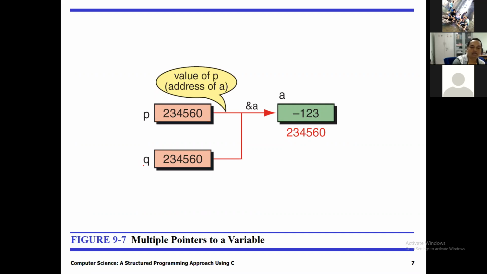Multiple pointers to a variable. We are storing... both p and q contain the same address, because the address of a is fixed. The address of a is fixed, and that address is this. Whether you keep it in p or q, both will be the same.